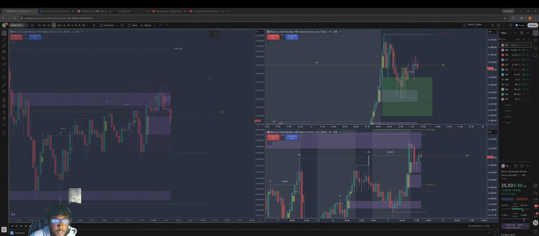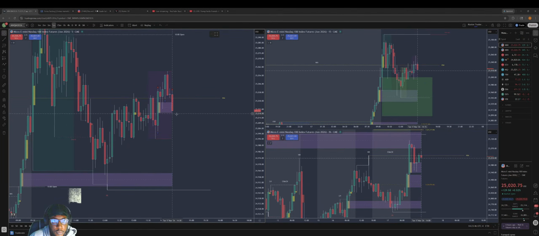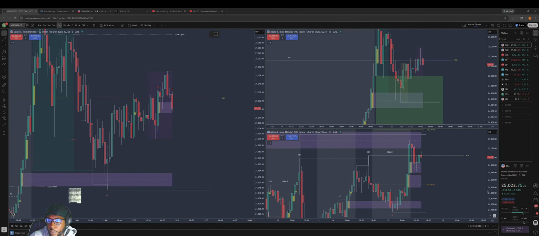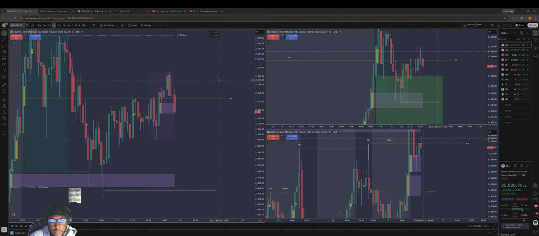Let's see, where's the 5 minute? Alright, so we're getting heavy right here. These sellers are getting kind of heavy. Alright, so we got these sellers pushing lower. Hold on now.